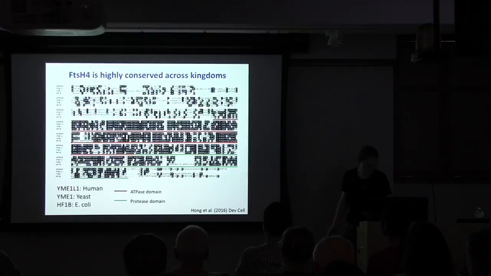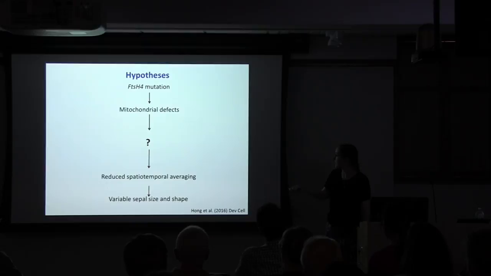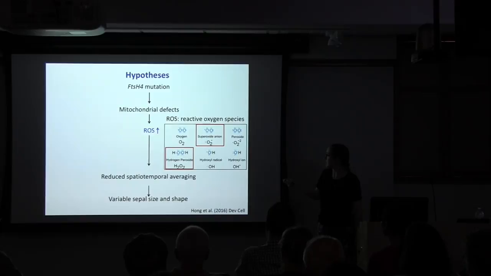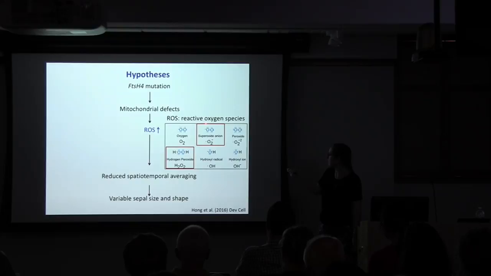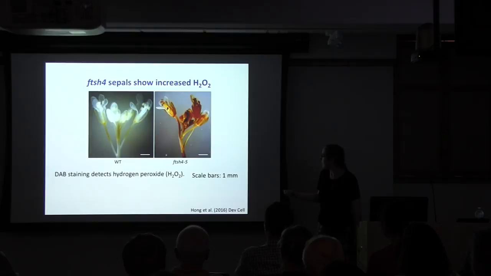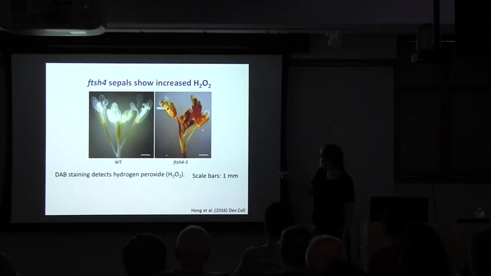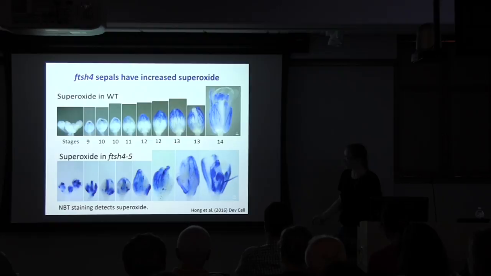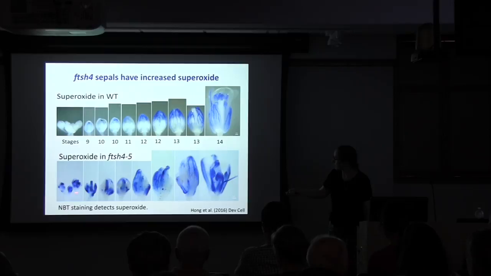So how do we go from this FDSH4 mutation generating mitochondrial defects to reduced spatial temporal averaging? Well, one possibility is increased reactive oxygen species. Mitochondrial defects often cause the accumulation of reactive oxygen species, particularly superoxide and hydrogen peroxide. So Leland stained, looking for reactive oxygen species, and she found greatly increased hydrogen peroxide accumulation. You can see it's very darkly stained compared to wild type. And she also saw superoxide accumulation. Here's wild type that's got a little bit, and here's the mutant. You can see it's got very early and very much increased and fairly variable superoxide. Some sepals are very darkly stained while others are not.